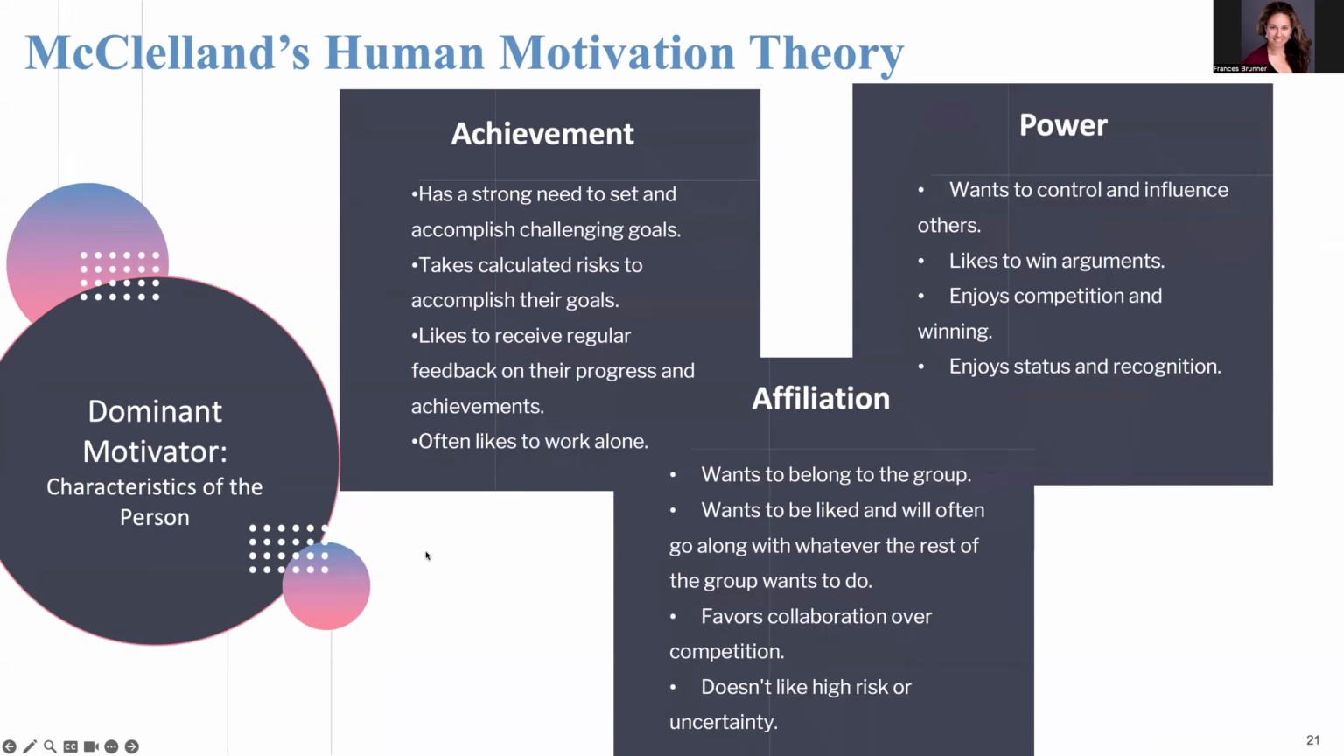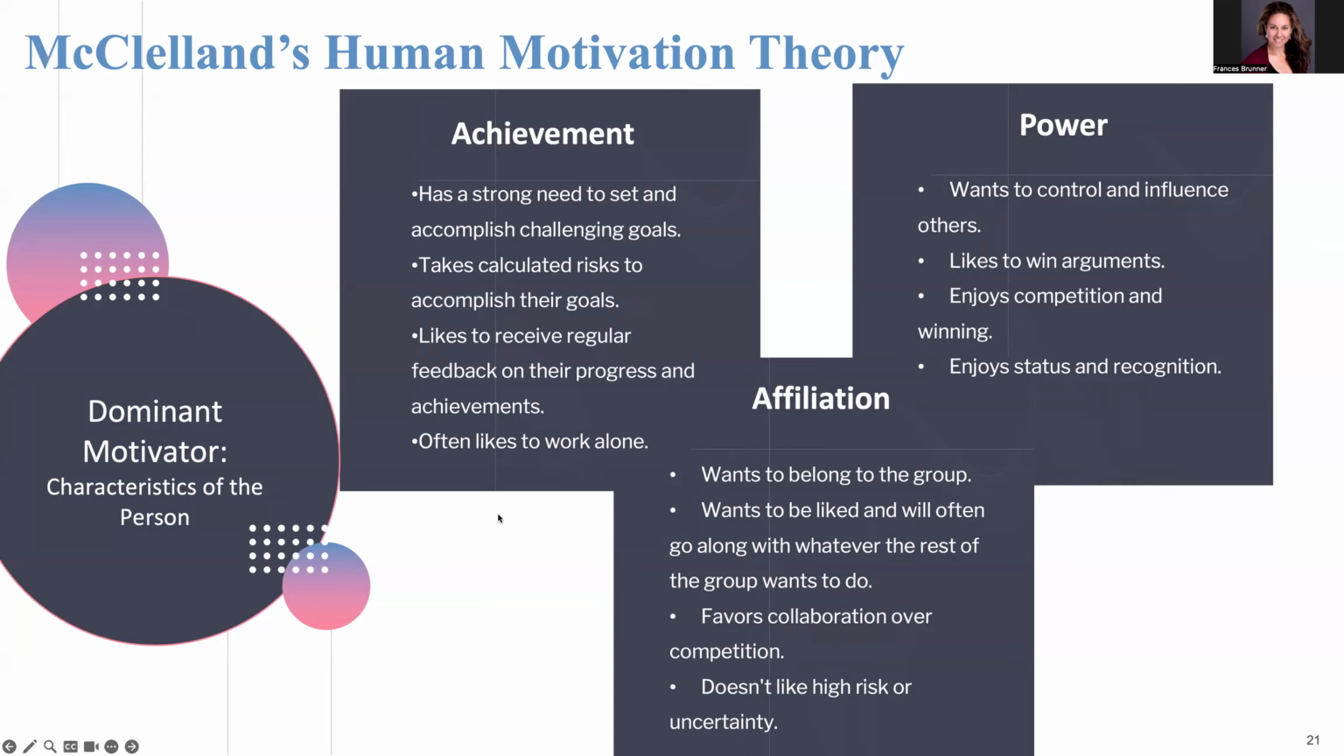Now let's move forward to discuss McClelland. McClelland had a belief that each person had a dominating factor in their motivational drive. This drive comes from the characteristics of the individual person and our learned needs, which is another reason why McClelland's human motivation theory is also called the learned needs theory, because the dominant motivator is influenced by their environment.